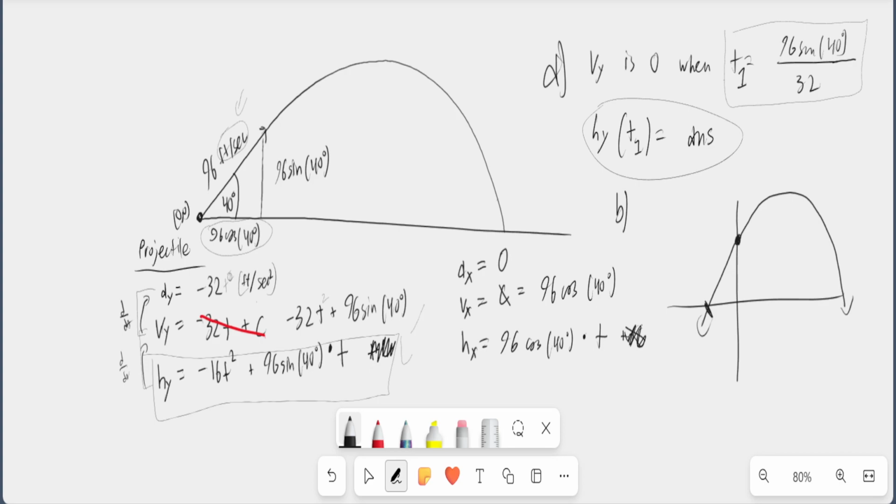But this answer is meaningless. I actually didn't think of a proper reason, but it's meaningless because our projectile starts getting shot from this point. So just keep that in mind. If you get a negative answer, that doesn't mean you're doing something incorrectly.